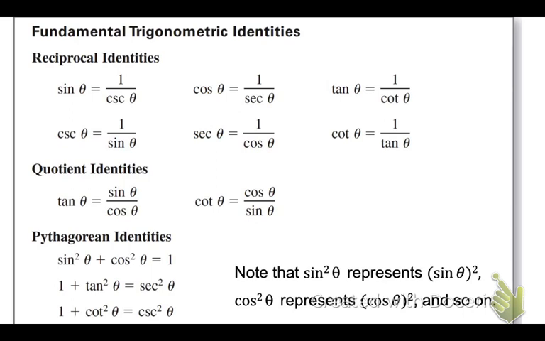1 over something just means it's the reciprocal, correct? Okay. Now, I haven't explicitly said it, but we did tangent was y over x, or opposite over adjacent. Well, what's y? Y is sine. What's x? Cosine. So if I took my sine over my cosine, would I get my tangent every time? Yes. You've done it already. I just didn't put words to it.